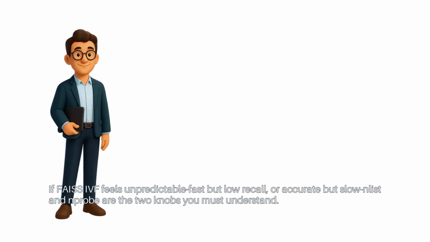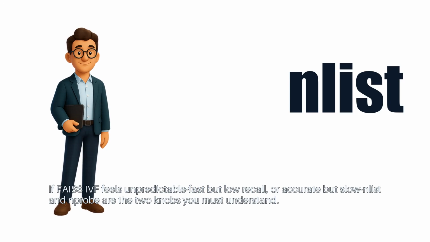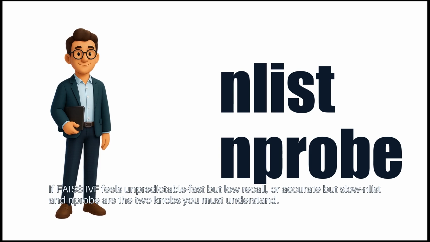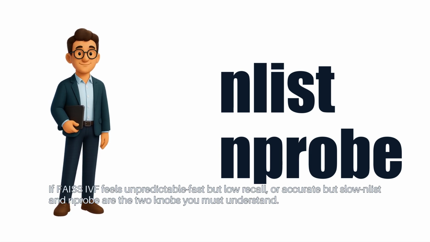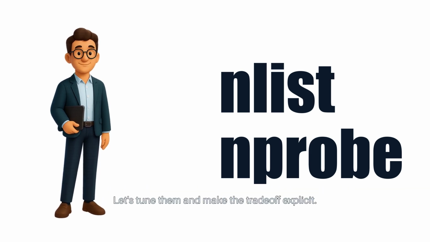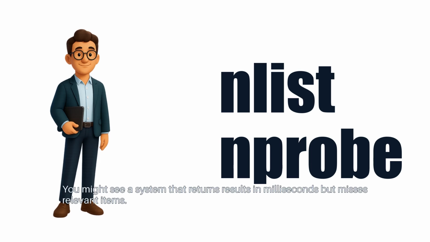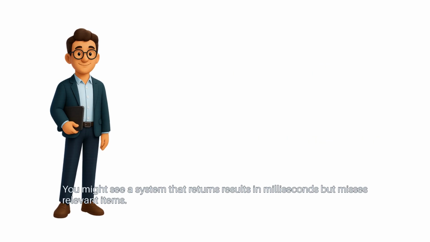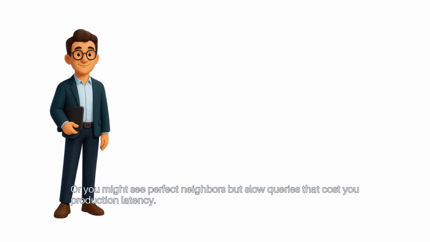If FAISS IVF feels unpredictable, fast but low recall, or accurate but slow, nlist and nprobe are the two knobs you must understand. Let's tune them and make the trade-off explicit. You might see a system that returns results in milliseconds but misses relevant items. Or you might see perfect neighbors but slow queries that cost you production latency.